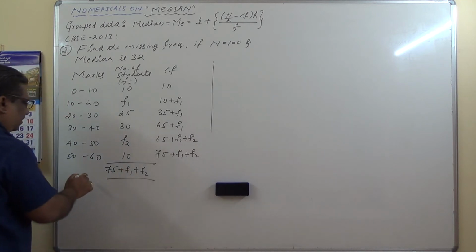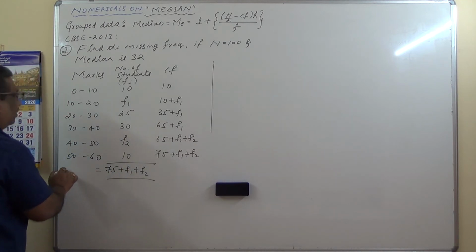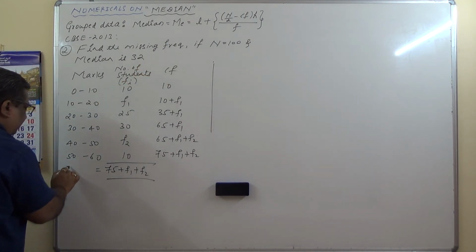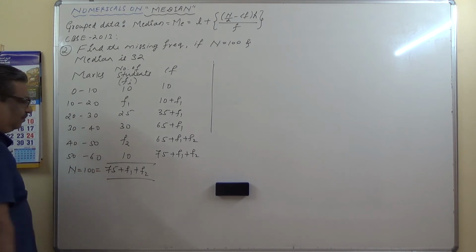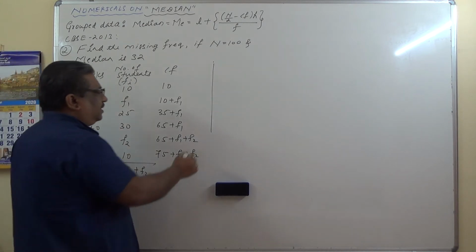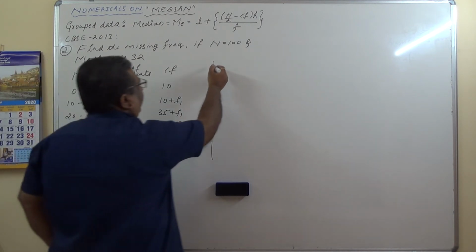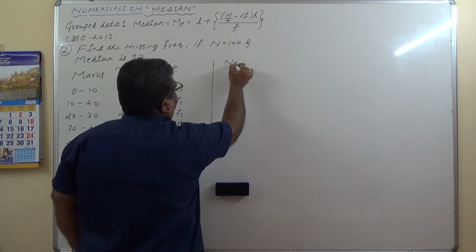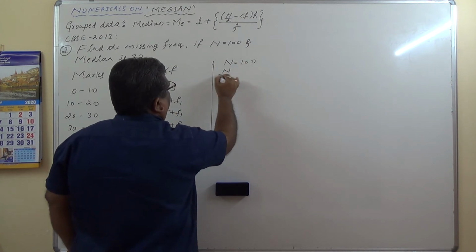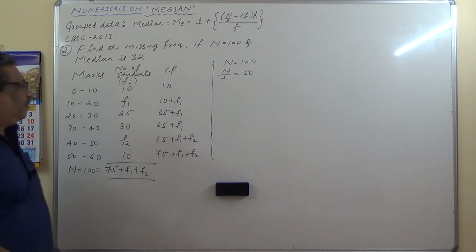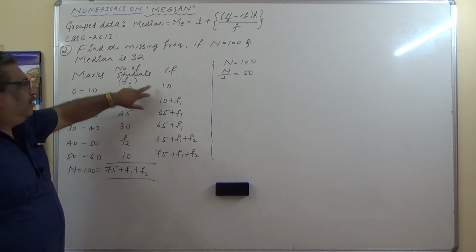So what is this one equal to? This is equal to sigma f, n is given. N is 100 here. So n equals 100. Let us see how to solve this one now. First of all, n by 2 we have to locate. N equals 100, n by 2 equals 50. We have to locate 50.